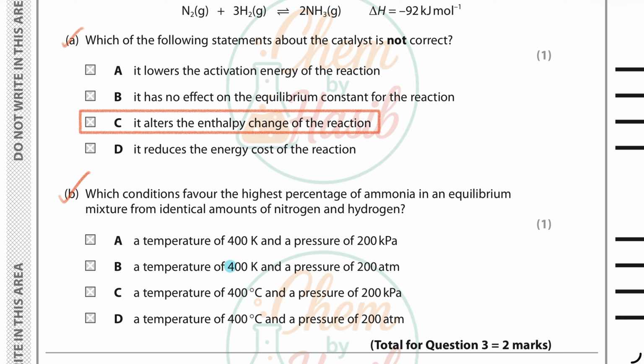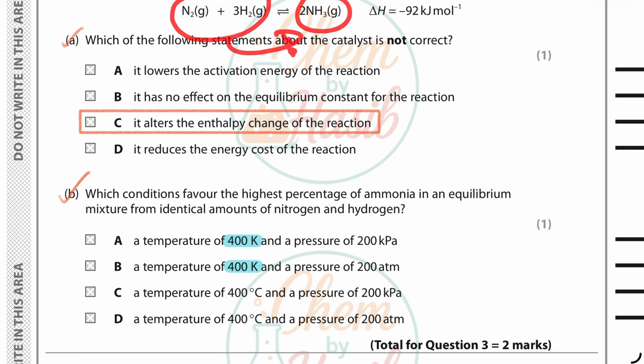Now the lower temperature is 400 Kelvin, right? If you compare 400 degrees Celsius and 400 Kelvin, of course 400 Kelvin is a lower temperature, right? Okay. And if you want to increase the yield of ammonia, you need to increase the pressure because at high pressure, the position of equilibrium will shift from left to the right. Because on the left hand side, you have 4 moles, on the right hand side, you have 2 moles. So the position of equilibrium will shift from left to the right.